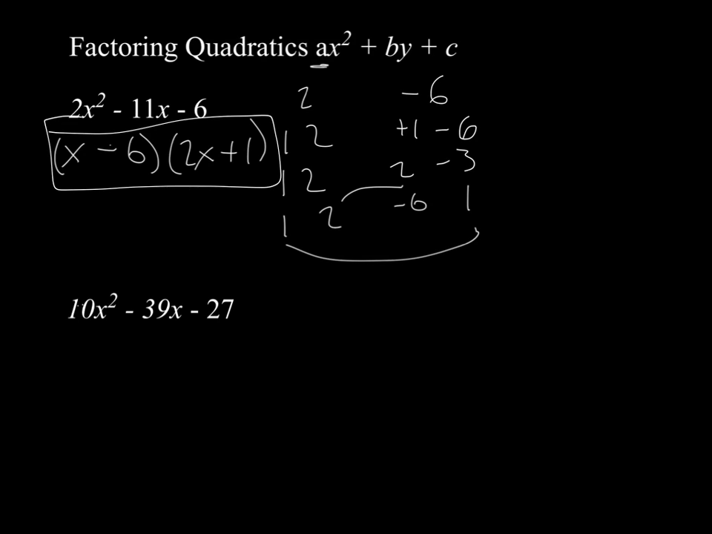All right, now I should check to see if there is a common factor on here. I see 10, 39, 27. I don't see a common factor there at all. It looks like this is even, that's odd. Doesn't look like it's going to work out.